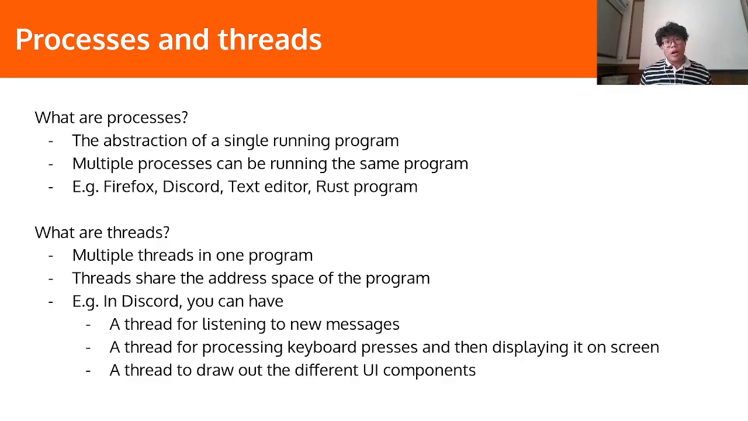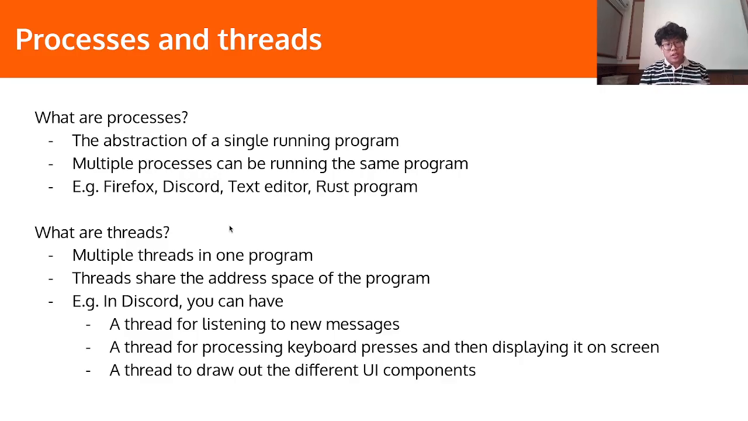So why do we talk about operating systems? Because they provide this really important thing called processes and threads. What are processes? A process is an abstraction of one running program, right? For example, your Firefox program that you are running as a browser, that's one process. Discord that you're running, that's also one process, right? So when you write a Rust program and compile it into an executable, when you run the executable, there's also one process.